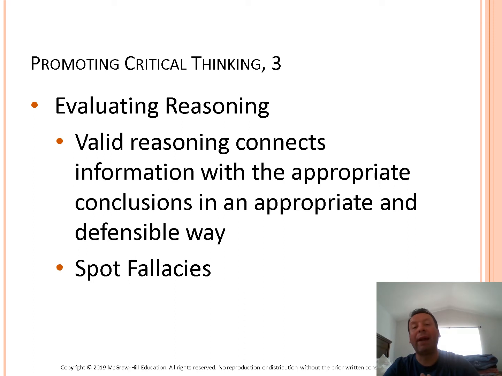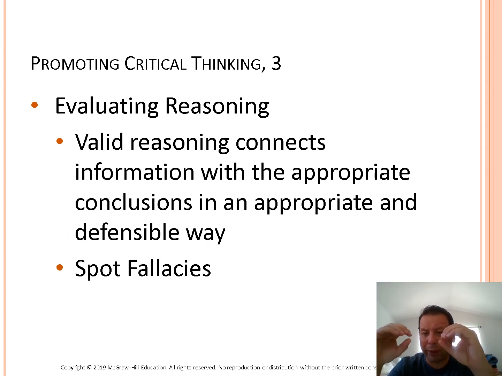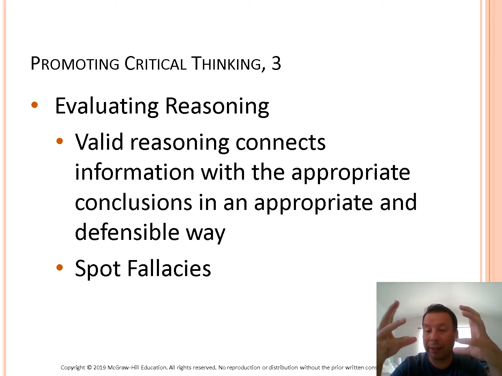Now, evaluating reasoning. Valid reasoning connects information with appropriate conclusions in an appropriate and defensible way. So really, when you're talking about valid reasoning, it's the idea that if I see this and I see this, and they're both exactly the same, that means they're likely to be what? The same. If I do this here and I do this here and I get the same results, then it may be the same thing.